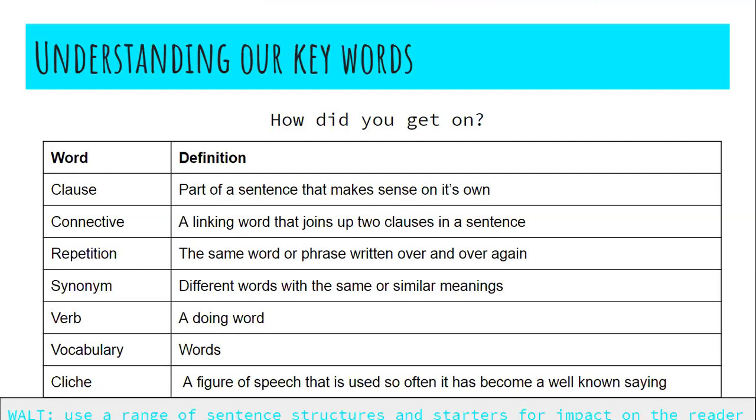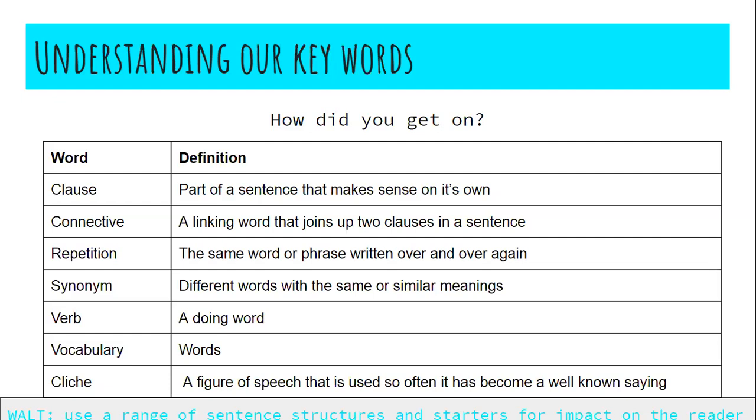I'm so sorry. Repetition: the same word or phrase written over and over again. Synonyms, we know these from our vocabulary homeworks, are different words with the same or similar meanings. A verb is a doing word. Vocabulary, we know it just means words. And a cliché is a figure of speech that is used so often it has become a well-known saying.